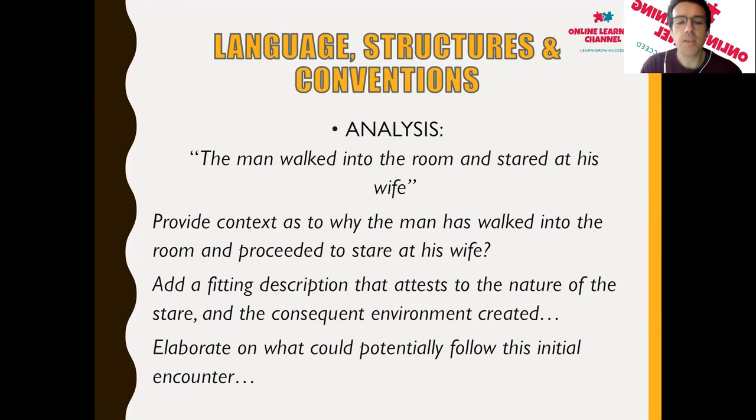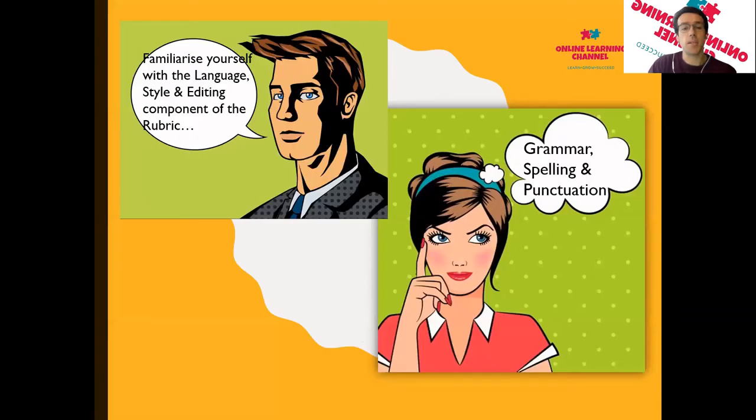Elaborate on what could potentially follow this initial encounter, because staring at one's wife just leaves the reader in a kind of limbo, if you will. It doesn't elaborate on what could potentially follow this encounter. So you need to familiarize yourself with the language that's being utilized, the style, together with the editing component of the rubric. This is often shared with students beforehand so that they can get a sense of how the examiner would typically mark this. But always bear in mind that grammar, spelling, and punctuation are going to be key aspects that you need to execute effectively.